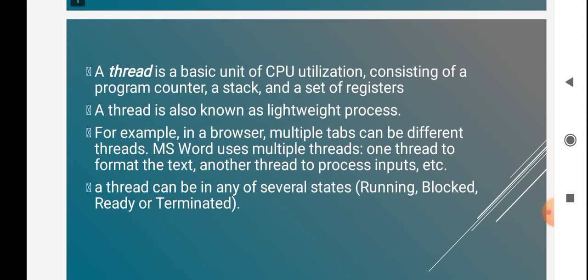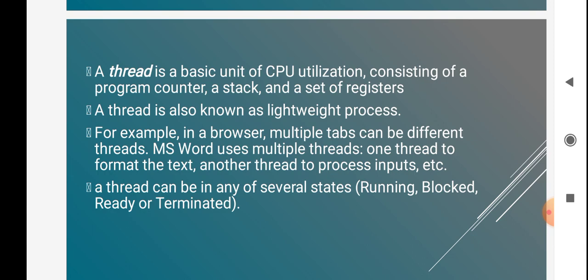A thread is a basic unit of CPU utilization consisting of a program counter, a stack, and a set of registers. You may remember what I told you about a process: a program which is in execution mode is called a process. A process also consists of the program counter, stack, and a set of registers. So what do we mean by thread?